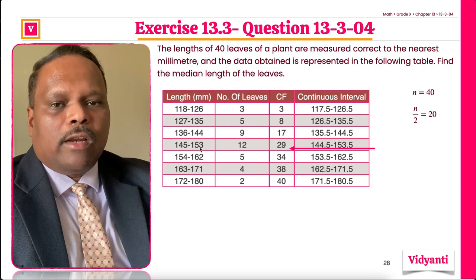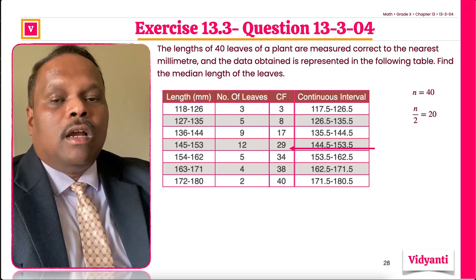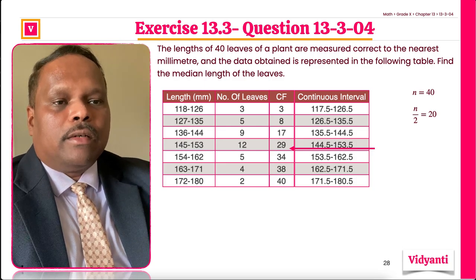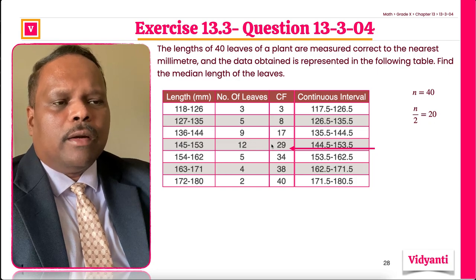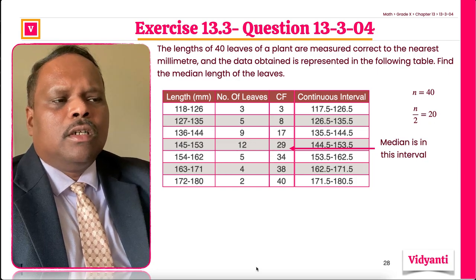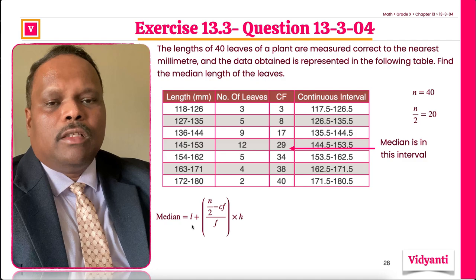So first we have to calculate in which class interval our median is supposed to be, right? Remember, there are 12 people. We don't know their exact values, but they are somewhere in the middle of this. So our 20th guy is somewhere here. So now it's a question of plugging in the values.